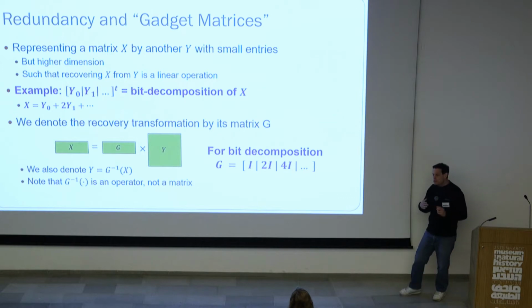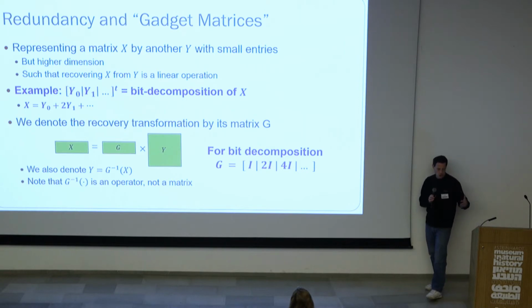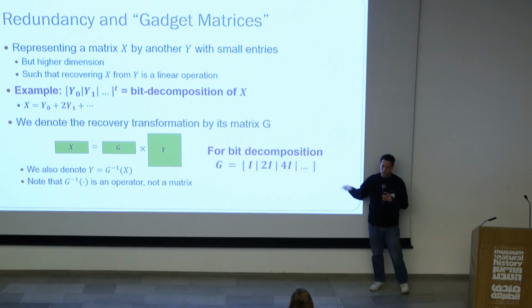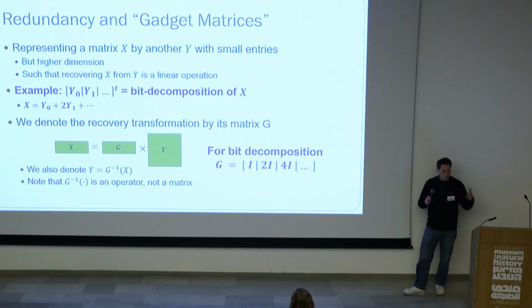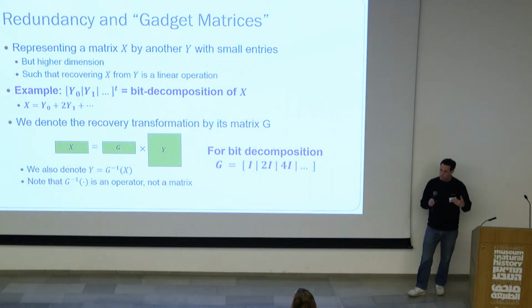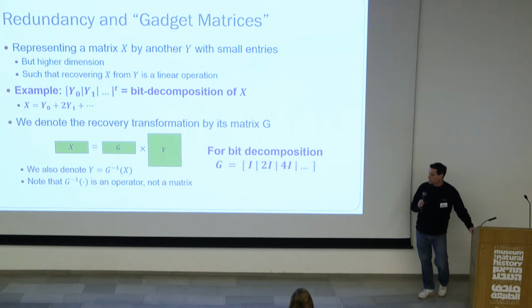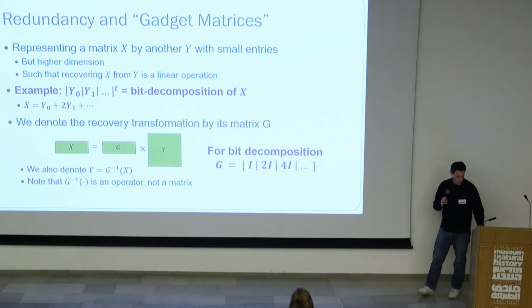And the matrix that represents that reconstruction we call G. It's a gadget matrix. It has other properties that I don't care about here. So X is G times Y. For the bit decomposition, this matrix G is just the identity, twice the identity, 4 times the identity, etc. We also denote by G inverse the operation of taking X and turning it into Y. G inverse is not a matrix inverse. G is not invertible. It doesn't have an inverse, but we use G inverse to denote this operation.